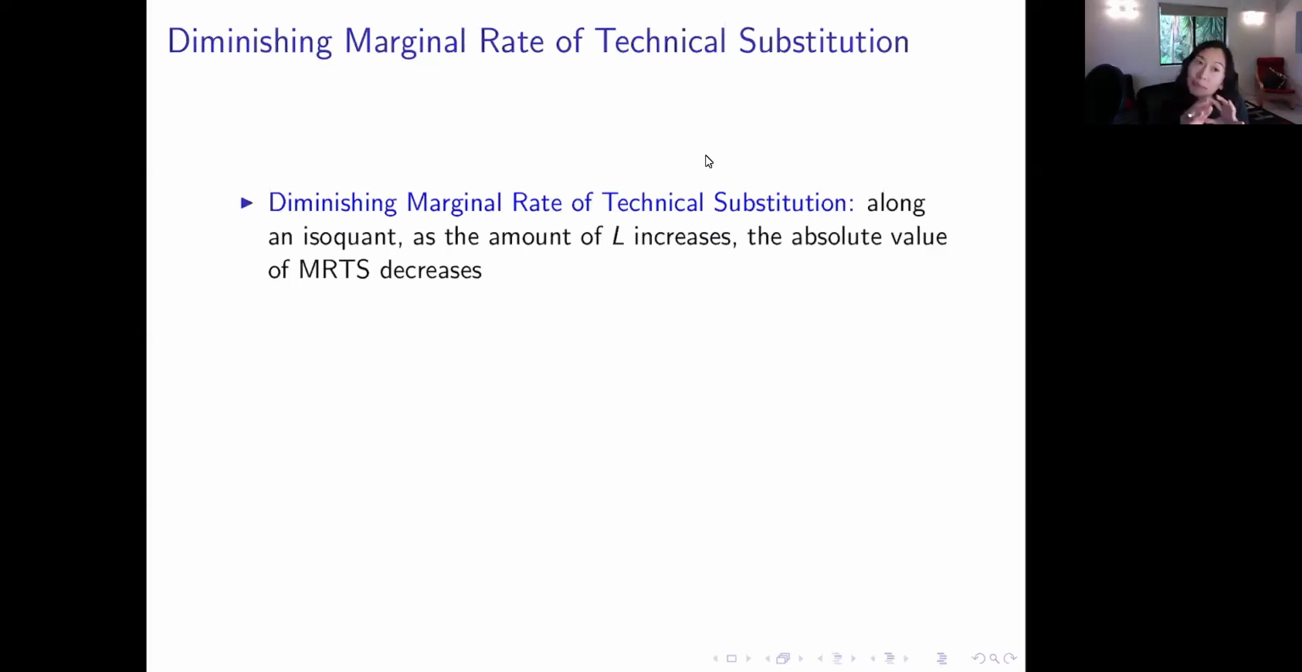Now, remember that before I talk about diminishing marginal returns, the law of diminishing marginal returns. Now, for this slide, we will talk about diminishing MRTS. The diminishing of MRTS is not the same as the diminishing of MP, okay? Diminishing marginal rate of technical substitution means we have this diminishing MRTS. That means MRTS is the slope of the isoquant, right? MRTS is the slope of the isoquant, which is this, okay?